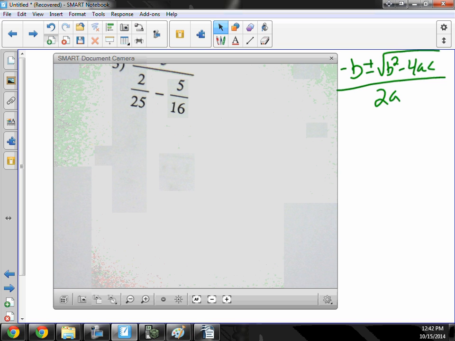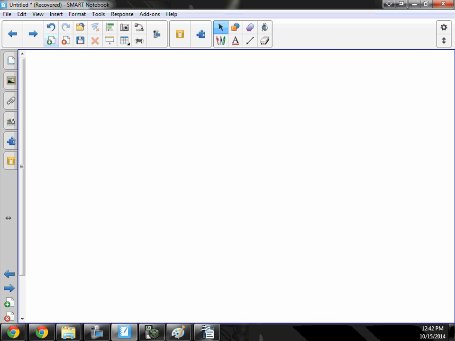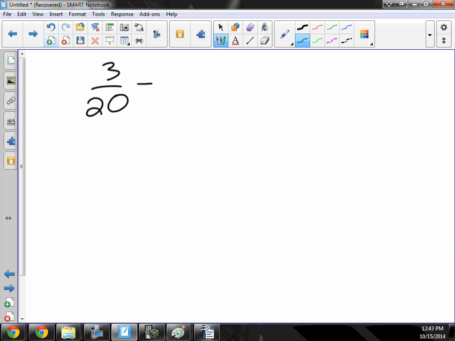Let's review two things about fractions that will come in handy. Let's say we had 3 over 20 plus 7 over 30. So we need to figure out a common denominator for 20 and 30.